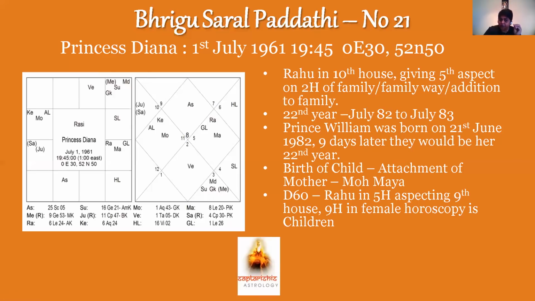In the D60 of Princess Diana, the fifth aspect of Rahu falls on the ninth house. The ninth house, in female horoscopy, is about children. So that gives a lot of it. You can test this dicta in all divisional charts and see how events are taking place. This is very interesting. Please do test this and give us your feedback. Now let us quickly go to the next chart, of Swami Vivekananda ji.